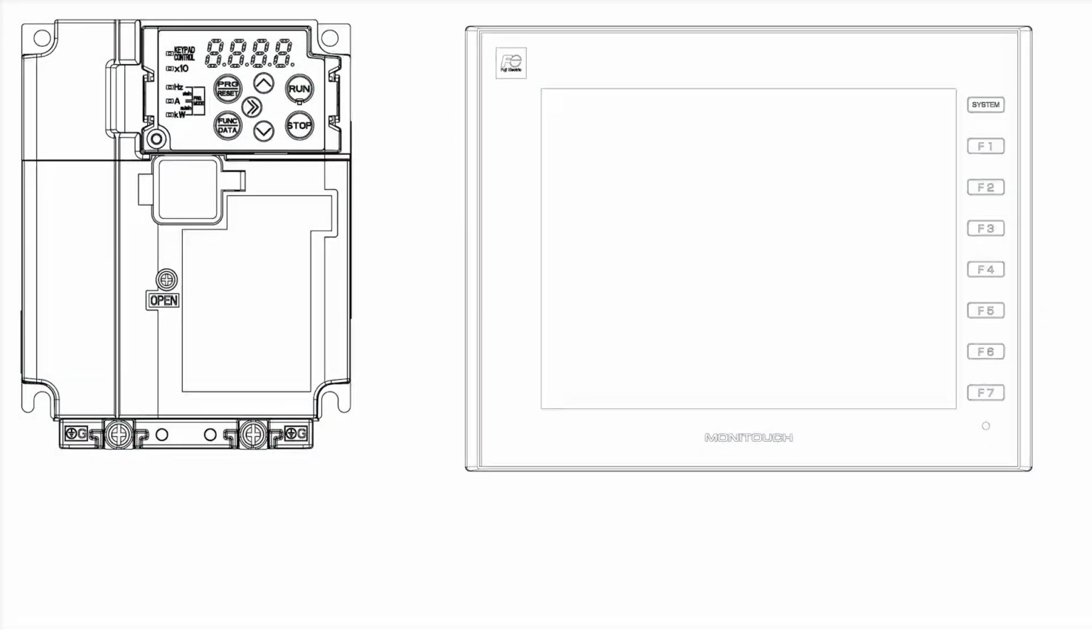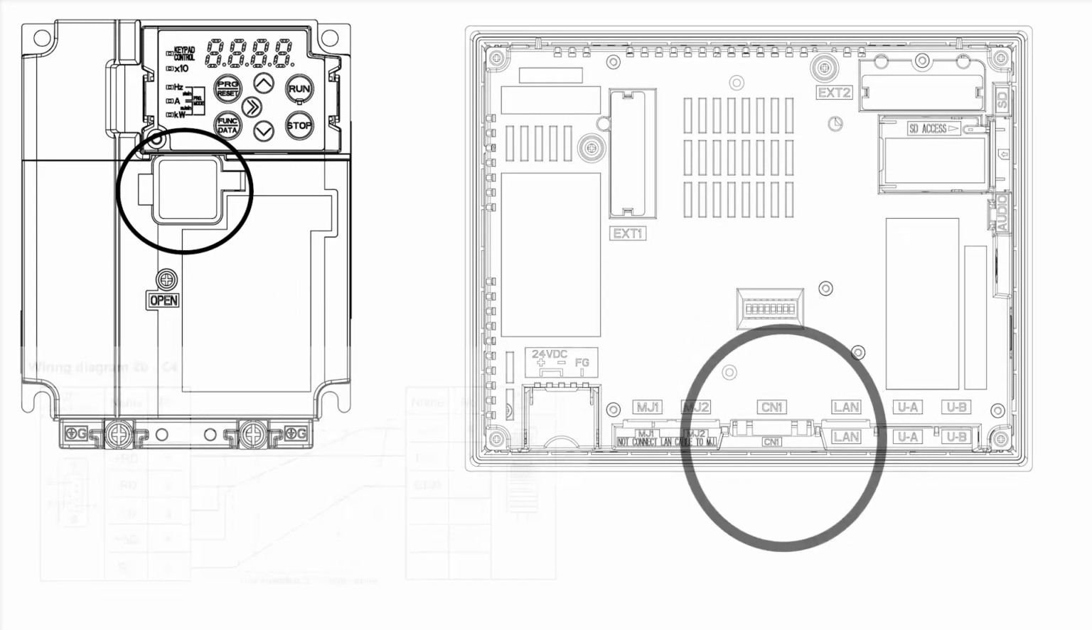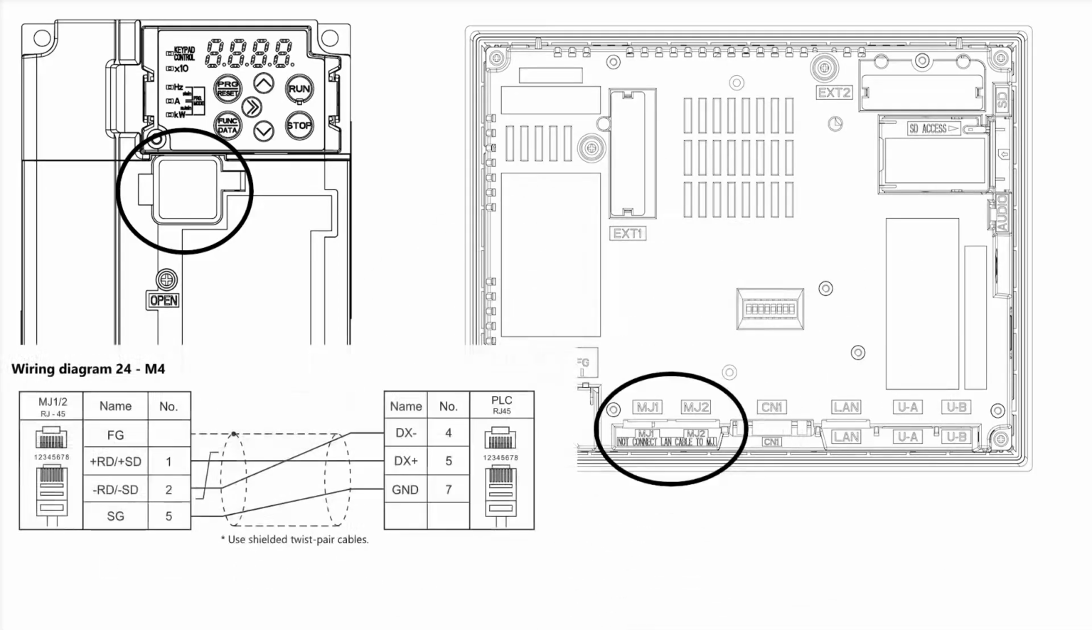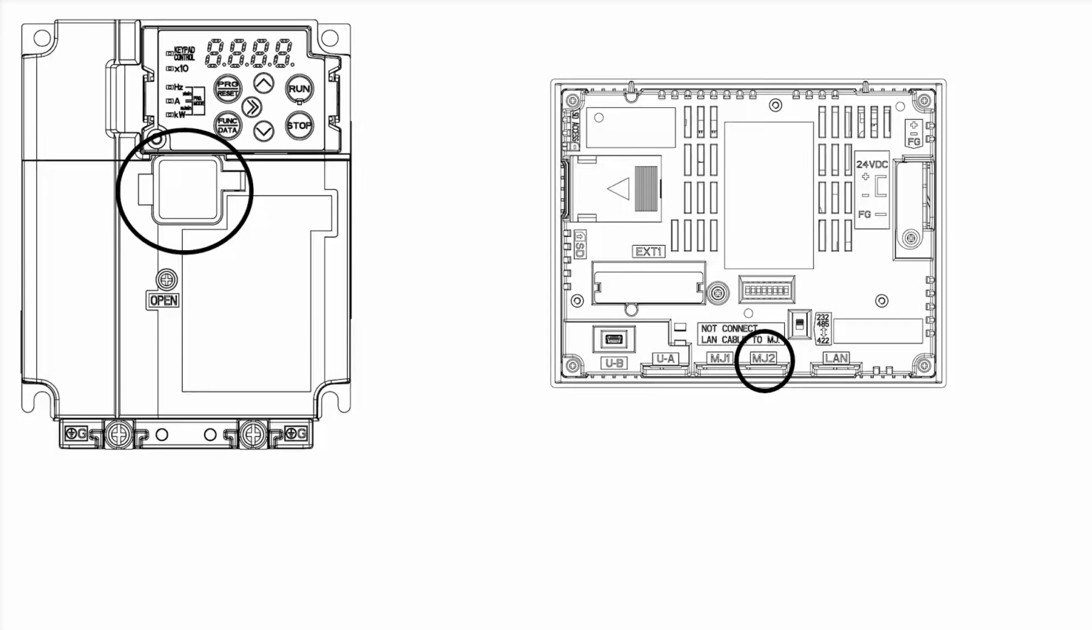When communicating using the COM port 2 on the VFD and the CN1 port on the HMI, use this wiring diagram. When using one of the MJ ports on the HMI, use this wiring diagram. When using the MJ2 port on the 6 or 7-inch V9, please be sure the rear sliding switch is set to use two wire COMs. For communicating with the VFD, be sure that the dip switches are in the off position.